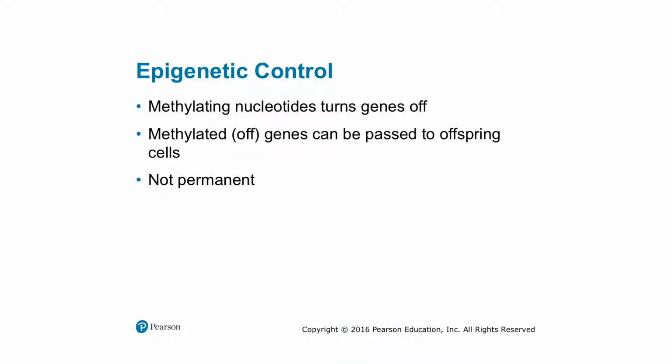And so, epigenetic control. Methylating nucleotides turns genes off. You might have heard of epigenetics before because it's one of the faster growing segments of biology. Methylated genes can be passed to offspring cells. This is not permanent, but you have to be able to edit it somehow.